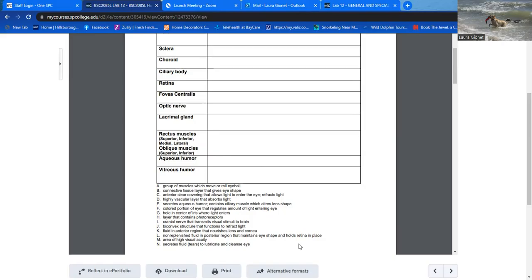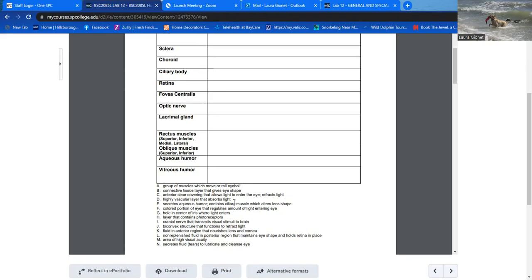B, the connective tissue that gives the eye shape. That would be the sclera. Then we have C, the anterior clear covering that allows light to enter the eye and refracts light. That would be the cornea. D, the highly vascular layer that absorbs light. That would be the choroid. E, secretes aqueous humor and contains the ciliary muscle which alters lens shape. That would be the ciliary body.